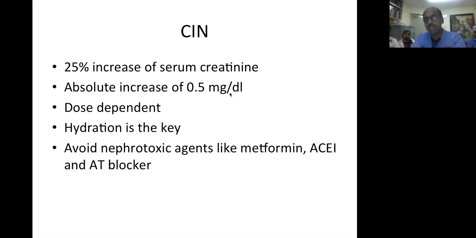Avoid all the nephrotoxic agents. If the patient is on metformin, ACE inhibitors, angiotensin blockers, stop all of them 1 day prior to the procedure.